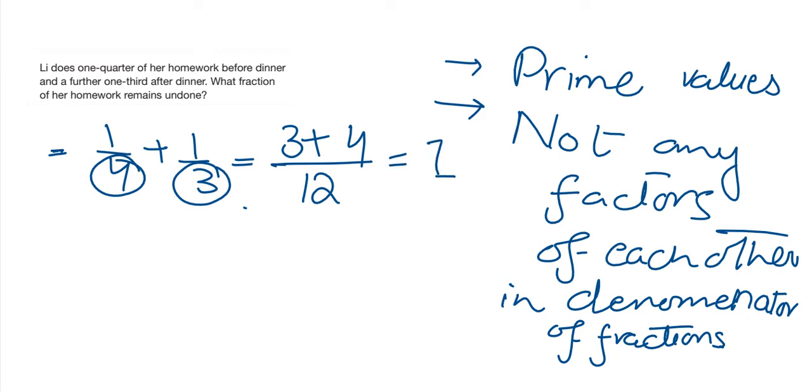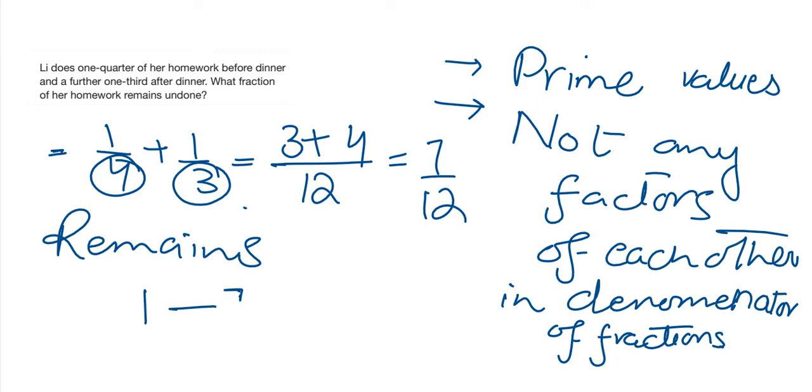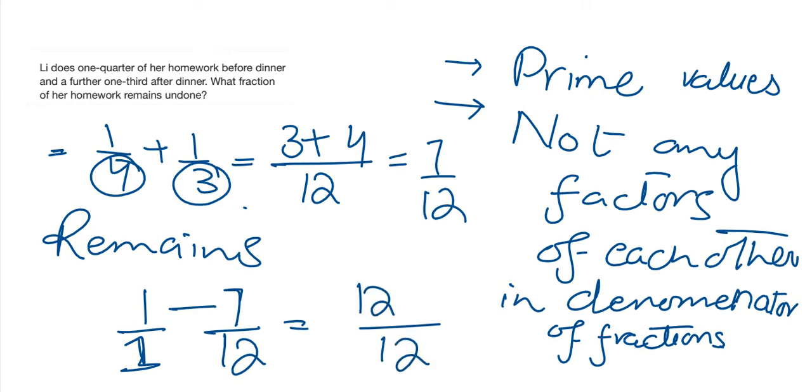And we get 7 over 12. And the remaining part of the homework will be, we have to work out 1 minus 7 over 12. Again we have 1 over here, so the LCM will again be 12. 5 over 12. This is the whole part that is left behind that needs to be completed.